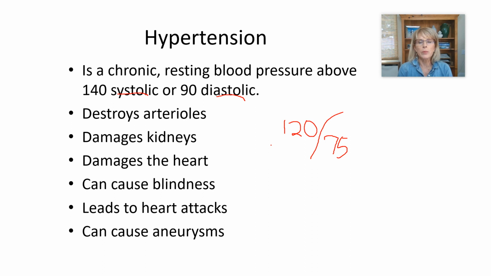If you've got blood pressure of 120 over 75, that's good. If you've got blood pressure of 140 over 75, you've got high blood pressure. If it's 125 over 90, you've got high blood pressure. High blood pressure is properly known as hypertension. Hypertension does all kinds of damage, and we will be talking about that during our lectures.